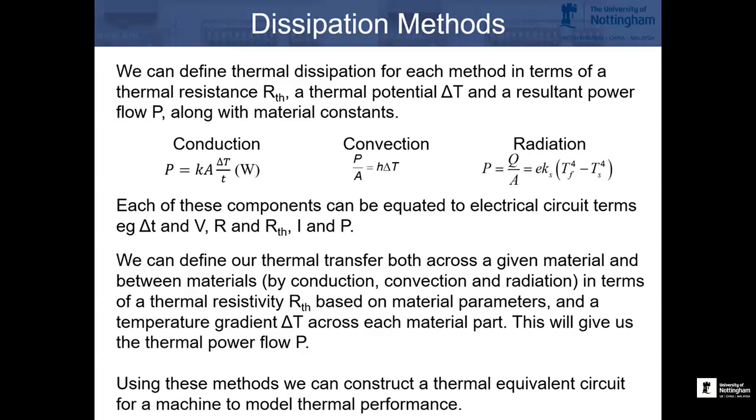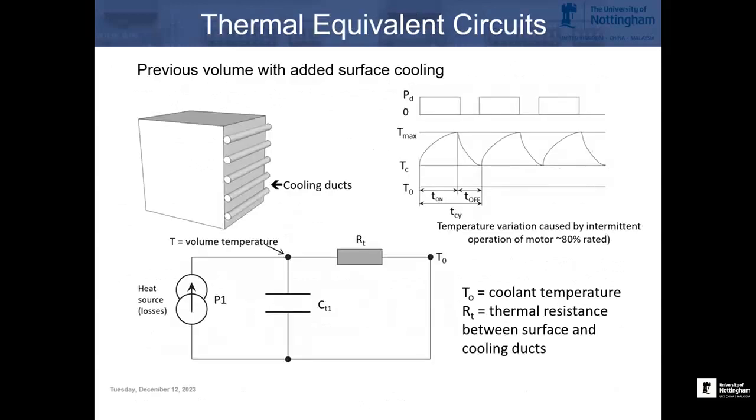So if we can actually define our thermal transfer across a given material, we can build thermal equivalent circuits for quite complex thermal problems using a few key elements. So we have a thermal capacitance that represents the ability of that material to store thermal energy. So that's our stored heat in a body of material. As we put heat power in, it's going to heat up. We have a source of heat, so in the motor context, that's going to represent those different sources of loss, our copper losses, our iron losses, our friction, and so on.